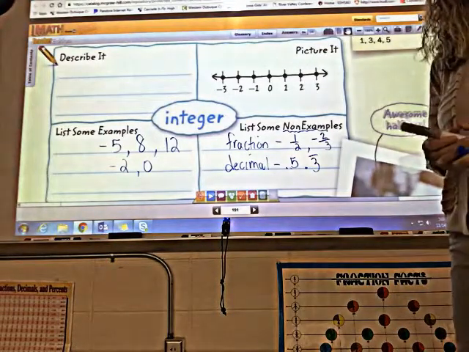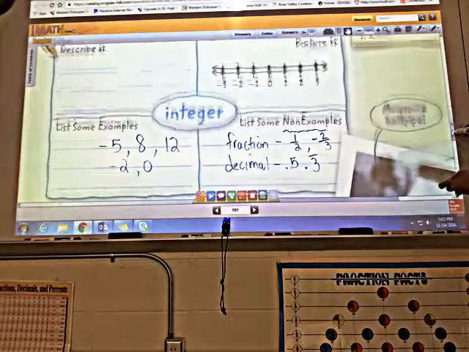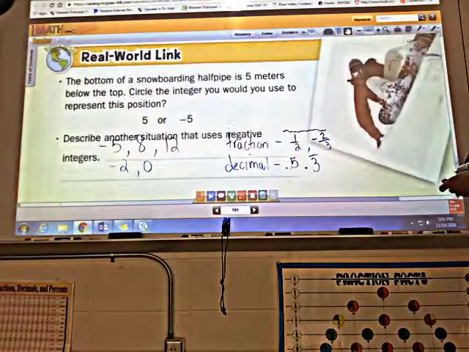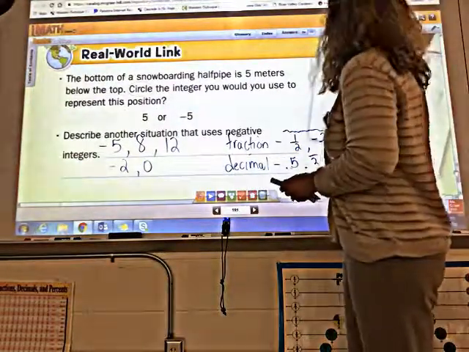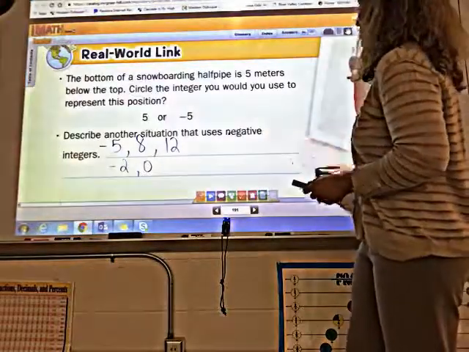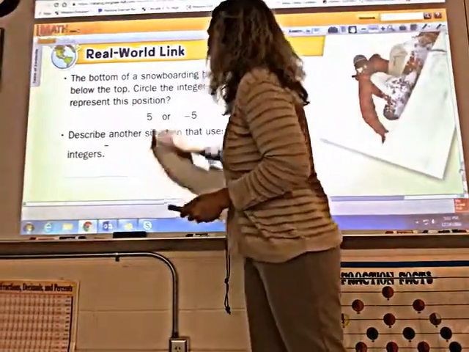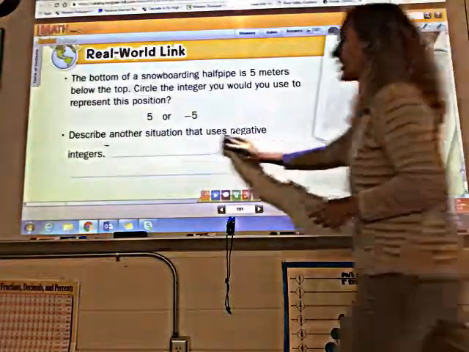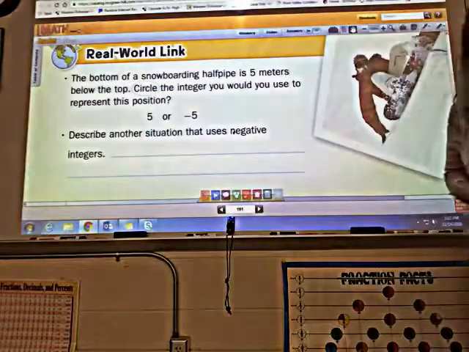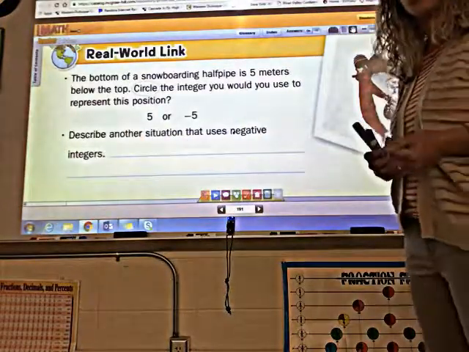One more thing that I would like you to take a look at as you are on page 191 in your book. They're giving you an example here of a snowboarding half pipe that is 5 meters below the top. One of the things that we're going to have to do is to describe or write an integer that describes a situation.